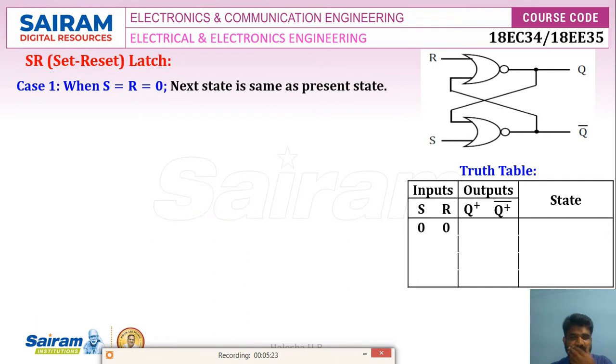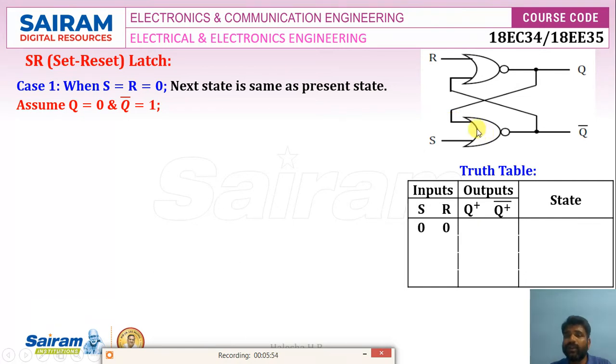Okay. So case 1, when S is equal to 0, R is equal to 0. We'll get a next state same as the present state. Now we'll verify that. We don't know what the present values are. Assume present value Q is equal to 0, then Q bar is equal to 1.